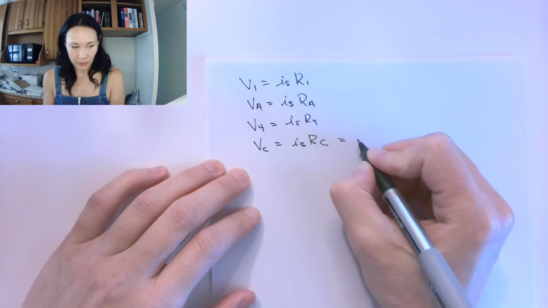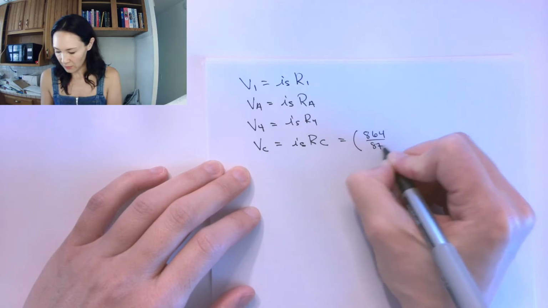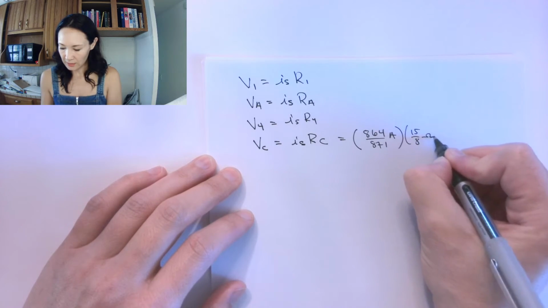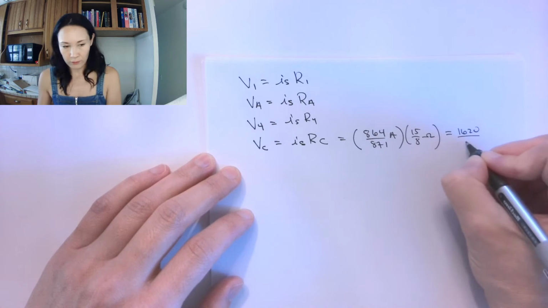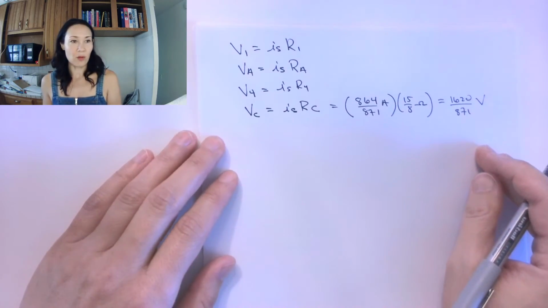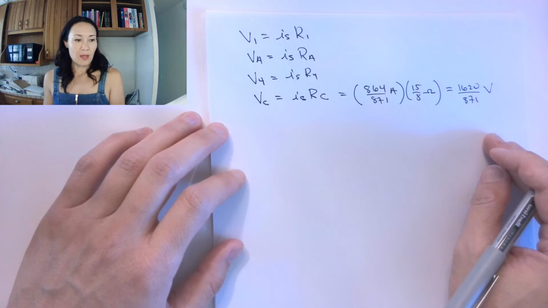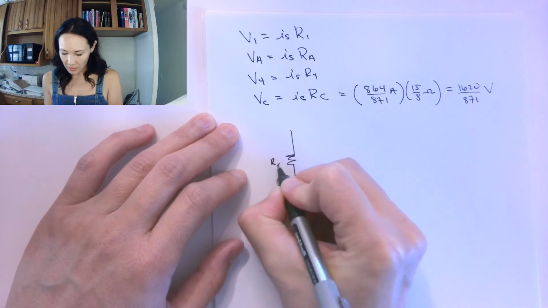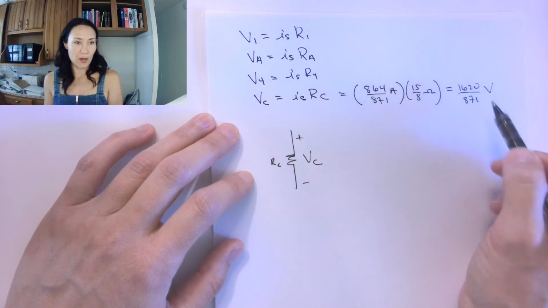So our VC is going to be our IS, which we found to be 864 over 871 amps, and then our RC value was 15 over 8 ohms. So this is going to give us 1620 over 871 volts. And I'm keeping this in fraction form so I don't lose any precision by rounding my decimals. So now we have the voltage drop across RC. So here's my RC, and my voltage drop VC, I now calculated what that is.